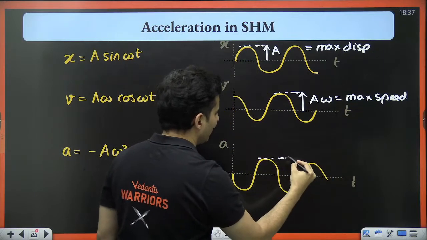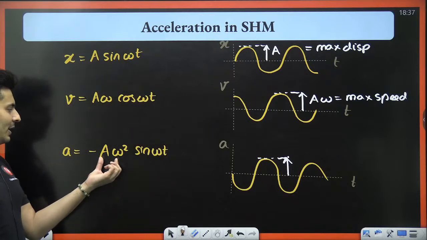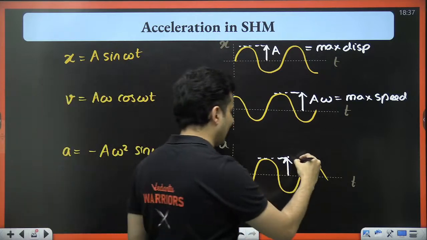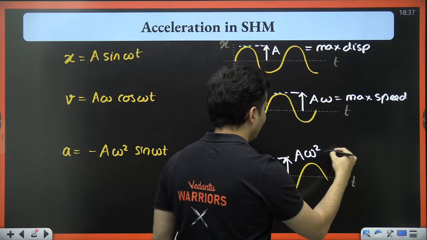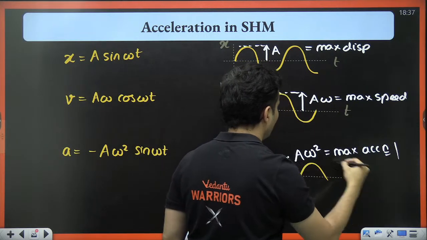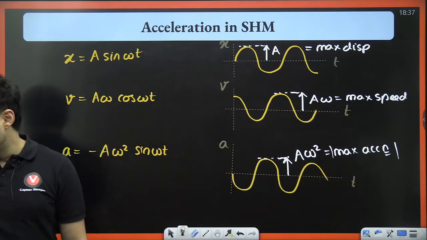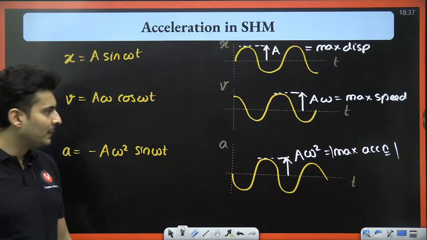What do you think this value will give you? Quickly, it will give you A omega square. Exactly. It will give you A omega square, which is the max acceleration magnitude. Maximum acceleration's magnitude. Is that right? Maximum acceleration will be A omega square.